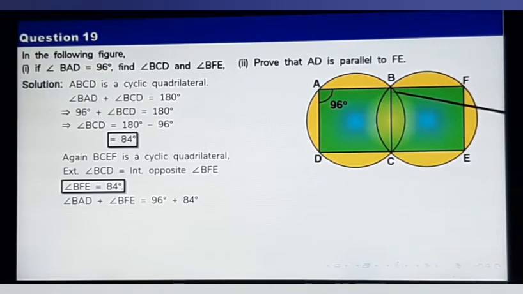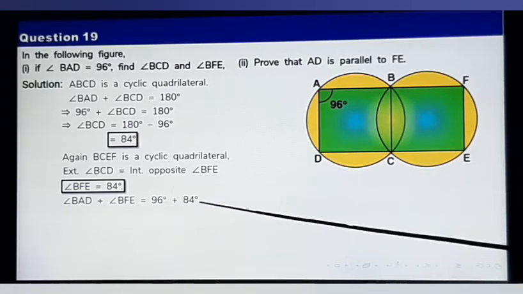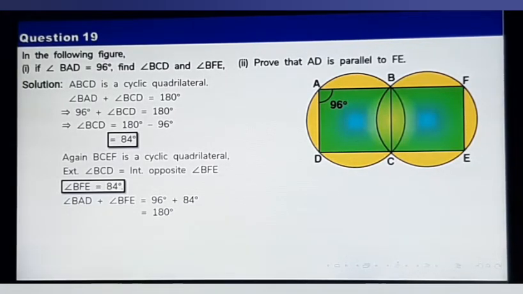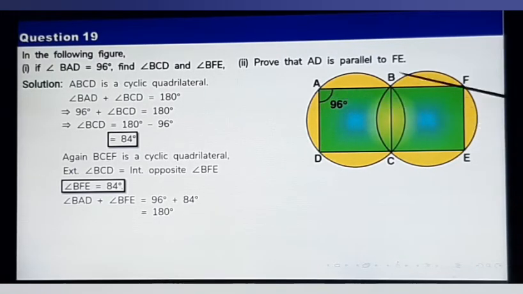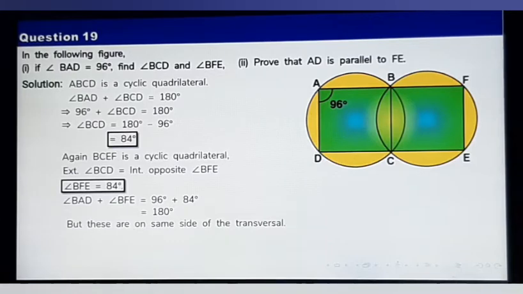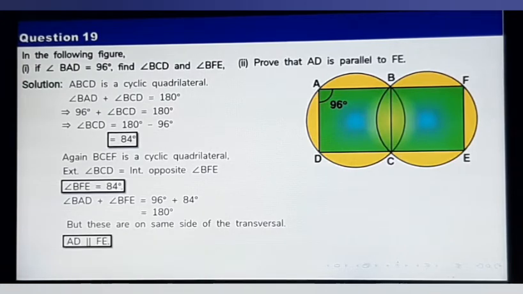All right, so BAD is 96, right? And the other is this one, that is BFE. BFE is 84. Now 96 plus 84 gives me 180, right? So this and this get added to give 180 degrees. So we can say that these two angles are angles on the same side of the transversal, that is AF. All right, so if this is my transversal, then AD and FE have to be parallel to each other. So pause the video to note down.